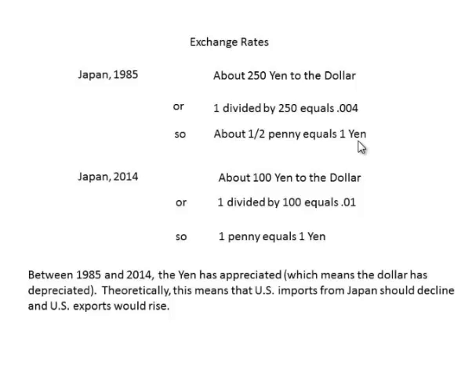We come down to 2014 and look what has happened to the exchange rate. Now, instead of an American dollar getting 250 yen, it only gets 100 yen. And if we go through the same mechanics, if we divide 1 by 100, we now see that a penny is equal to a yen. So up here in 1985, half a penny was equal to a yen. Now a penny is equal to a yen.